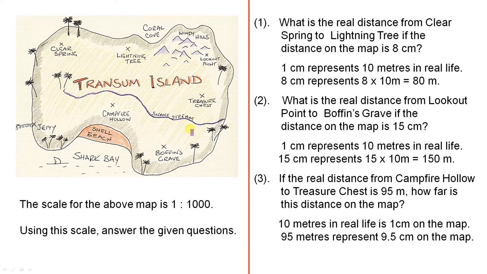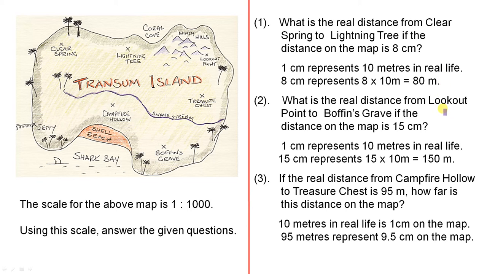Here we have another map, and the scale for the above map is 1:1000. Using this scale, answer the given questions. Number 1. What is the real distance from Clear Spring to Lightning Tree if the distance on the map is 8 centimetres? So 1 centimetre on the map represents 10 metres in real life. Therefore 8 centimetres represents 8 by 10 metres, which is 80 metres.